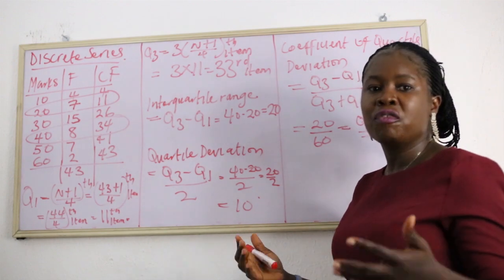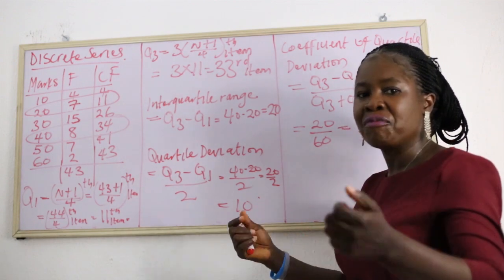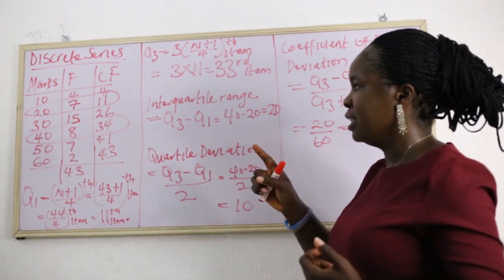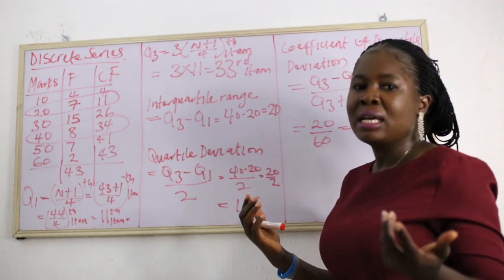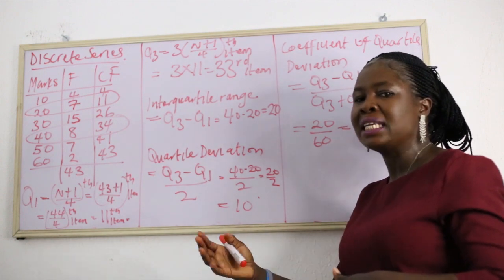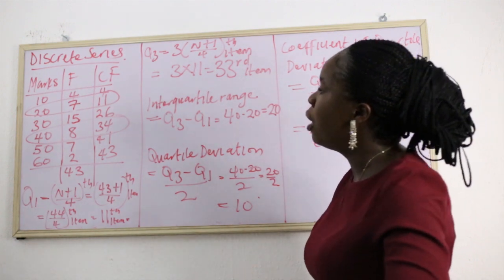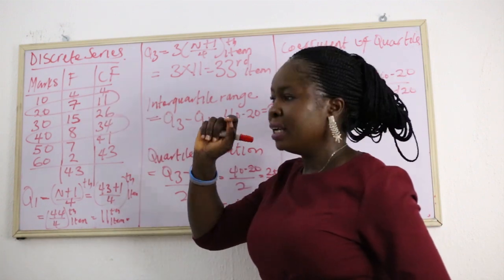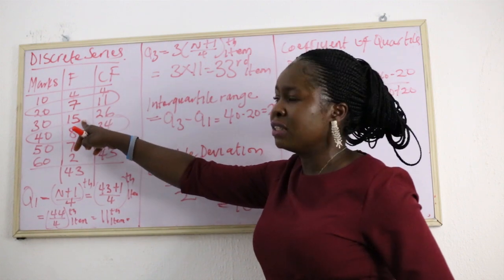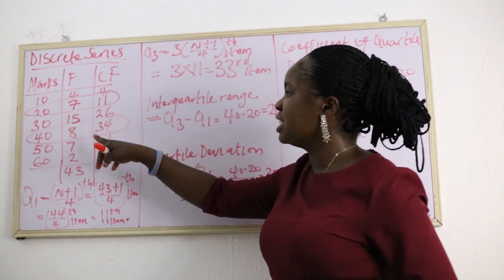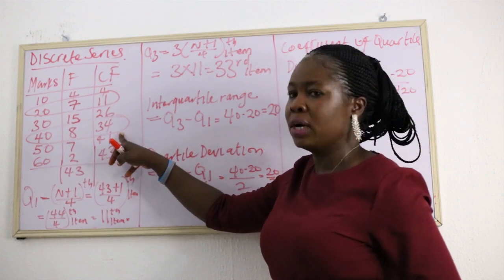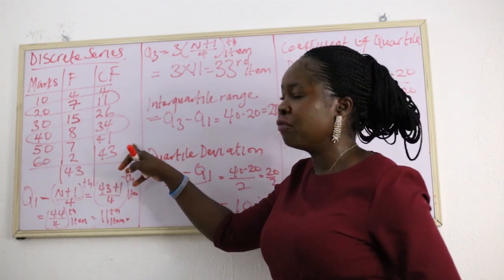But like we did for median, the next thing after our frequency is to look for the cumulative frequency. The first one automatically gives the same answer because we add it up with 0. So 4 plus 0, we have 4. Then 4 plus 7, we have 11. 11 plus 15, we have 26. 26 plus 8, we have 34. 34 plus 7, we have 41. 41 plus 2, we have 43.